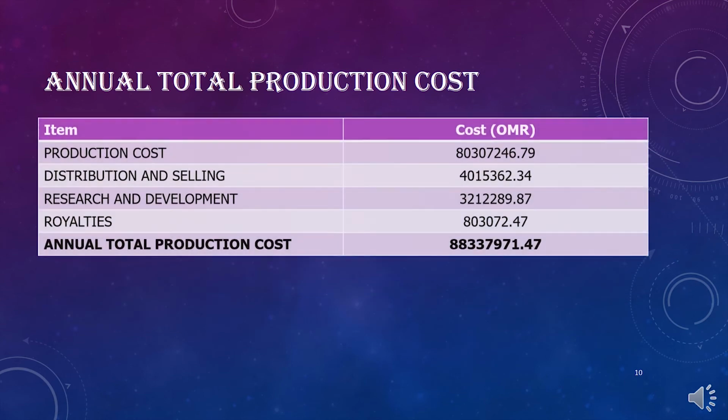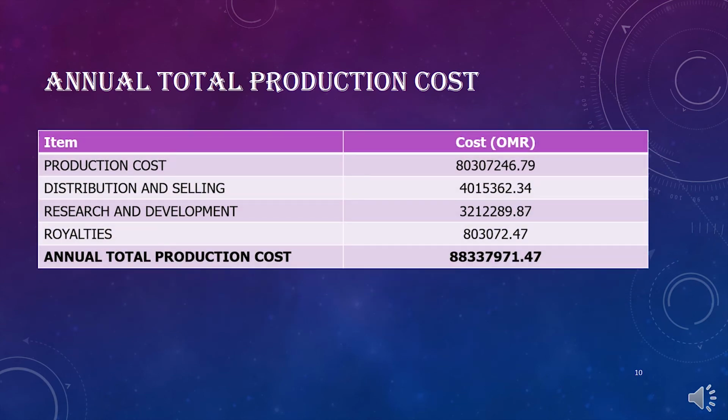It covers production, sales, research, and royalty. The total annual production cost was calculated to be 88 million Rials. Now Khadija will conclude our presentation.